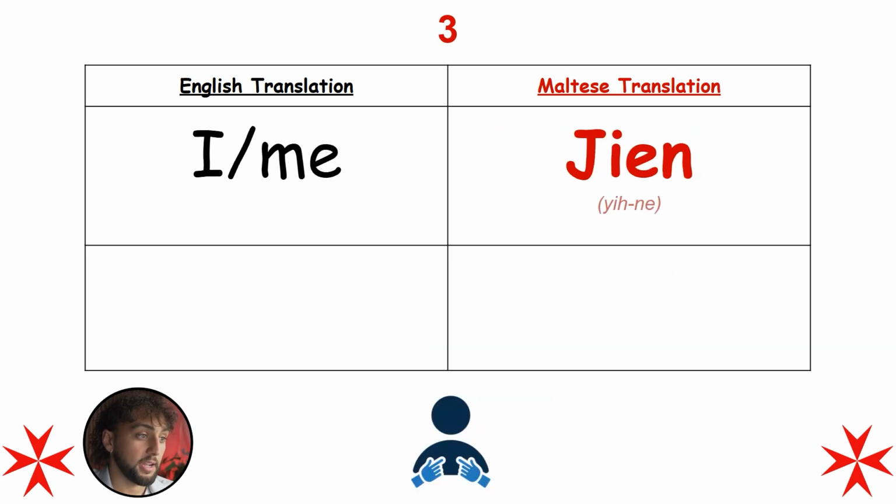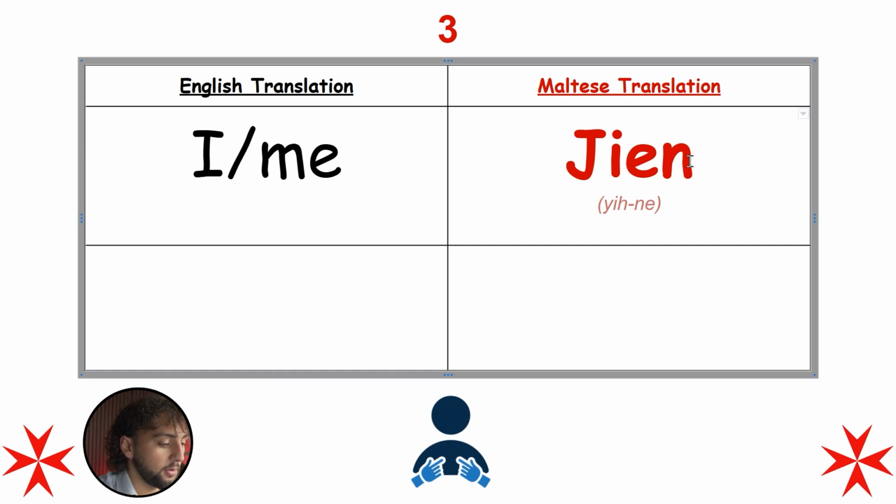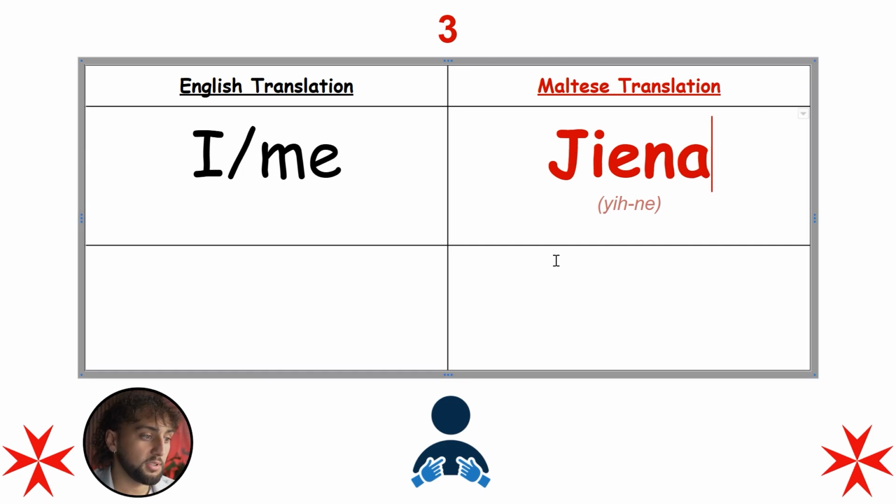For I or me, we say yin. However, you could also say yena, which is just the same as this, but with the letter a on the end of it. It doesn't really matter which one you use, and it's pretty much just down to personal preference. Some people might think that you have to select one according to your gender, but as I mentioned, that's not the case. You can say whichever you prefer.